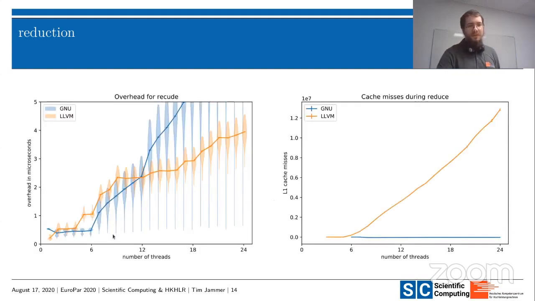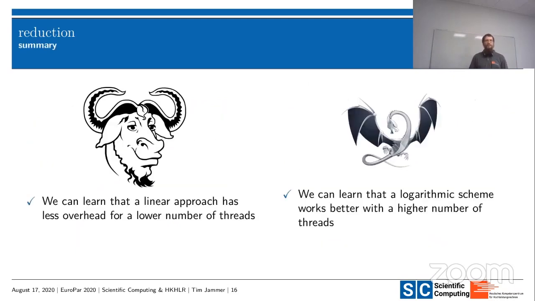One particularly interesting thing to note is that if we stay inside a single NUMA node, the very simple approach of the GNU implementation is very performant. Here you see that at 4 threads, for example, you need to introduce another tree layer if you want to have the 5th thread. The LLVM implementation needs to introduce a tree layer, and this is not needed in the GNU implementation. So in this case, we could learn from the GNU implementation that this linear approach has less overhead for a low number of threads. It might even be possible to vectorize the reduction operation in these cases. In contrast, it is not possible to vectorize a logarithmic scheme, a tree scheme.